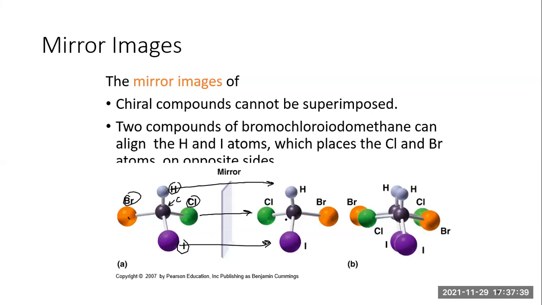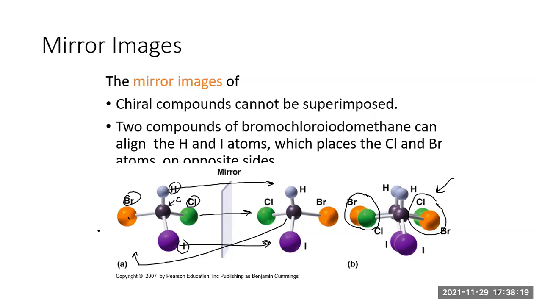Again, if you pull this mirror image out of the mirror, you can see that even with sufficient rotating, as many times as you want to rotate it, there's always going to be a problem here. And we can see the problem is with these two in this particular example. The chlorine and the bromine never line up correctly. And that would be what is referred to as a chiral molecule: mirror images that do not superimpose on one another are chiral molecules.